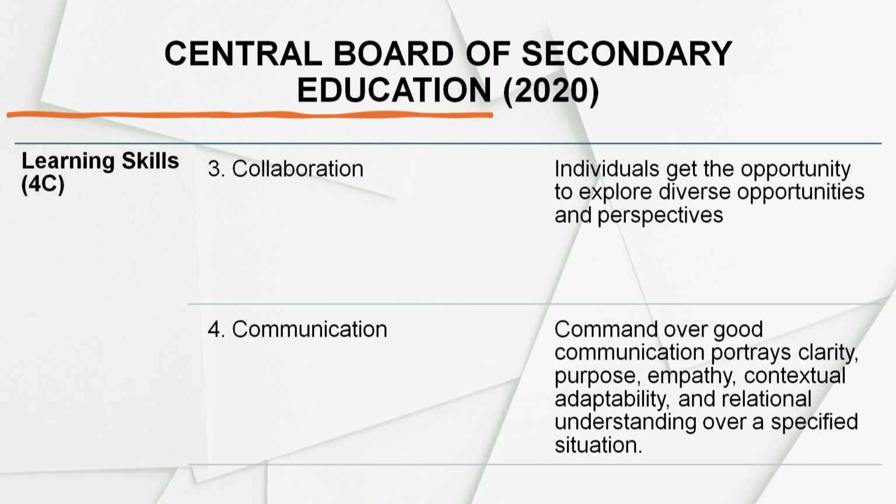Even if you have critical thinking and problem solving, collaboration is very important. And the fourth C, which is very important in the learning skills, is communication. Command over good communication portrays clarity of purpose, empathy, contextual adaptability, and relational understanding over a specified situation. So 21st century skills require all these 4 C's of critical thinking, creativity, communication, and collaboration together, and these are clubbed as the learning skills.